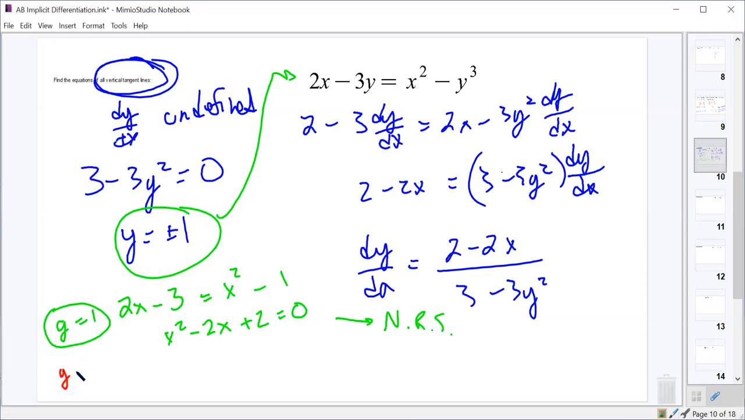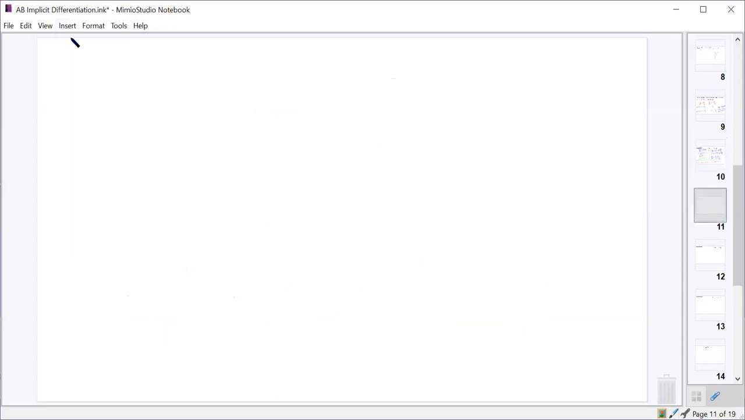Yes. Yep. All right, and then what about y equals -1? We should end up with 2x + 3 = x² + 1. And if we simplify that, put it all to one side, we get x² - 2x - 2 = 0. And that one we should be able to solve. So if we got x² - 2x - 2 = 0, then what do we need to do? Complete the square. Let's complete the square. x² - 2x = 2, right? And what number do we have to add to the left-hand side to make it a perfect square?